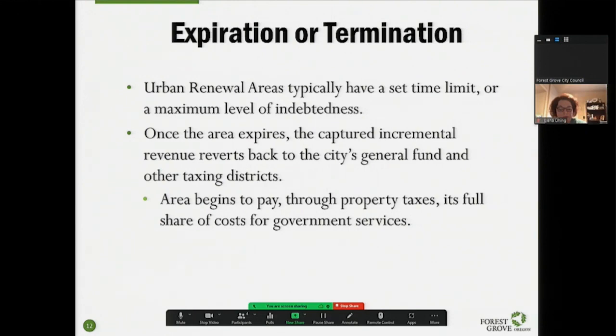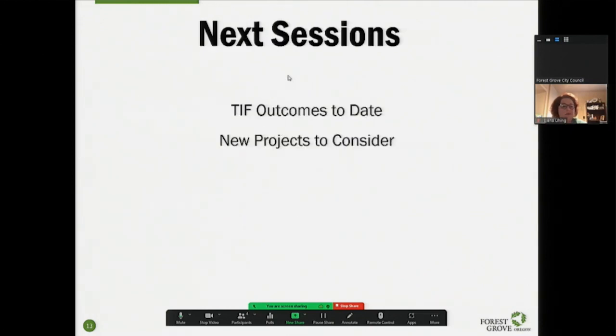To Jesse's point, what comes out at the end is often more than what would have happened just under direct market forces. Our presentation on the TIF. When we come back, we want to talk about outcomes to date and then some new projects to consider. Are there any questions?